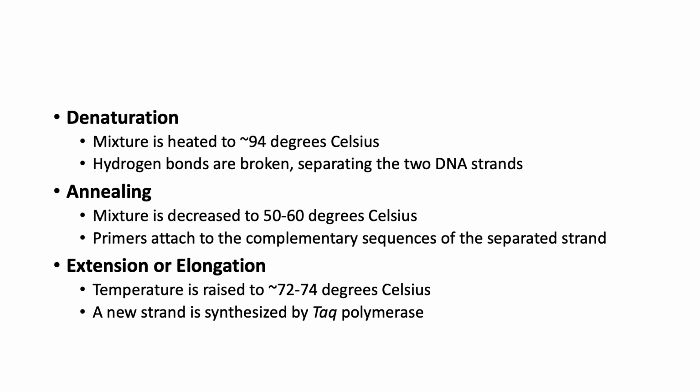The temperature is then decreased to about 50 to 60 degrees Celsius, which is just below the annealing temperature. This results in some rejoining of the single strands of the target DNA, but also allows the primers to attach to their complementary sequences.